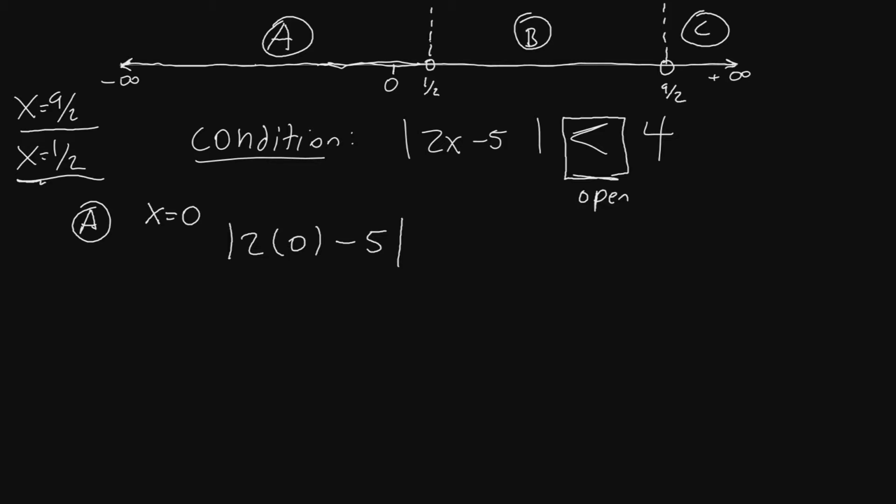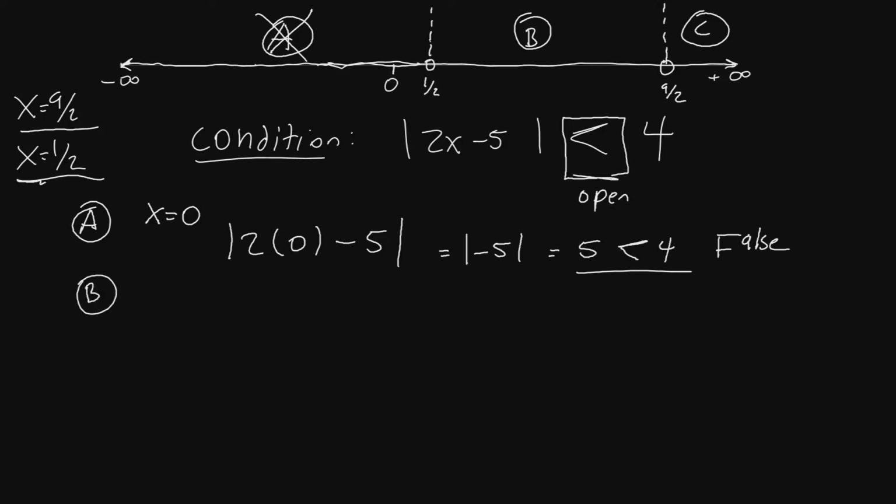2 times 0 is 0. Minus 5 gives us the absolute value of negative 5. If we take the absolute value, we'll have 5. And then we need to check to see if that is less than 4. Well, 5 is definitely not less than 4. So that's going to be false, and A will not be part of the answer.